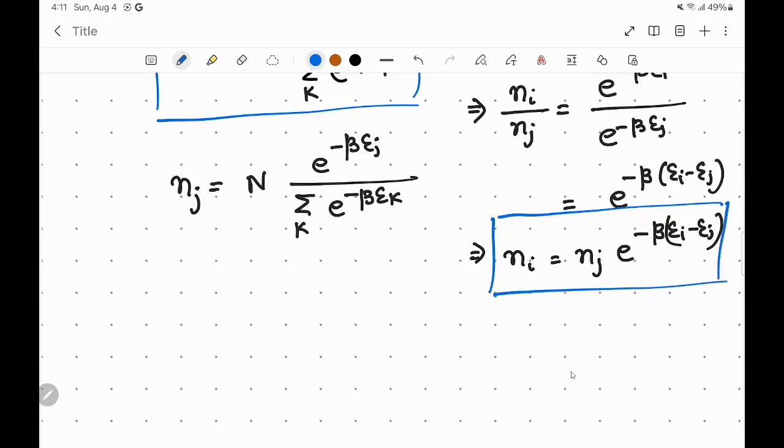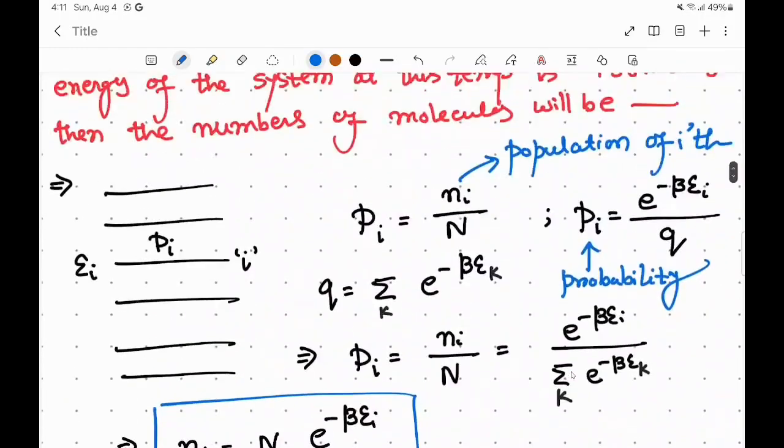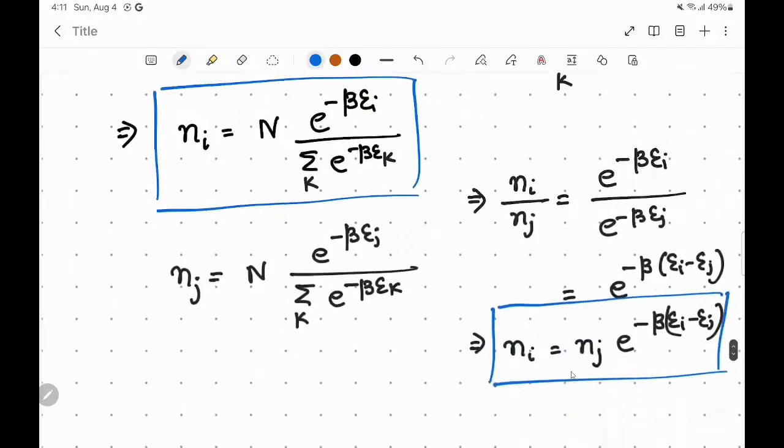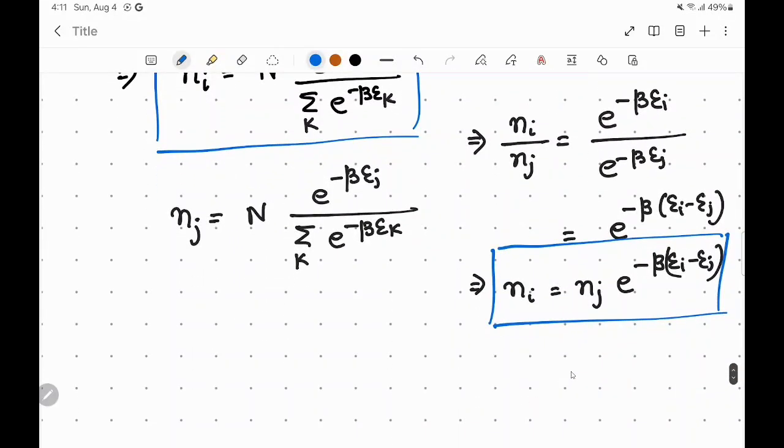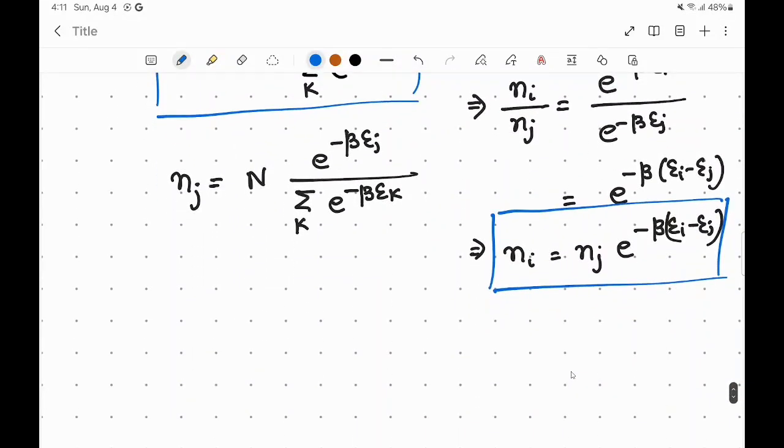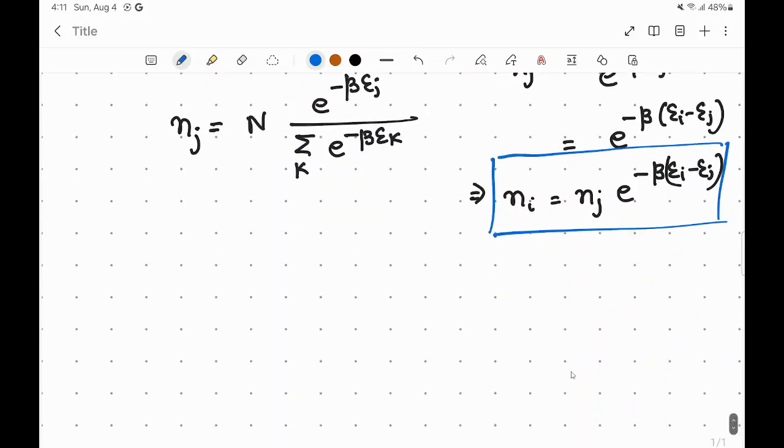This is the formula we generally use for the Boltzmann distribution. Actually, this is the Boltzmann distribution. From here, you can evaluate this formula. That's why this also means the Boltzmann distribution, because these are all classical particles following the Maxwell-Boltzmann statistics. So you can say this is also the Boltzmann distribution.